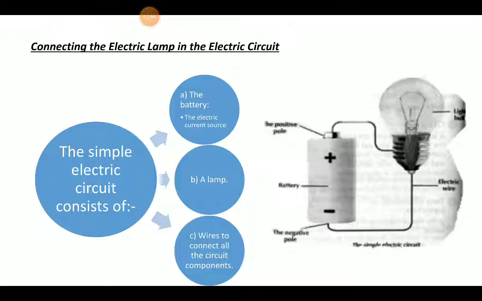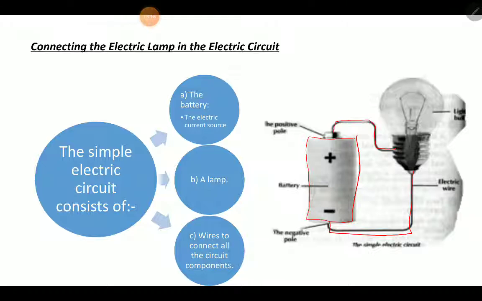Battery: it works as a source of electric current in the electric circuit. The electric wire is used to connect the battery with the lamp. It is used to connect the components of the electric circuit.